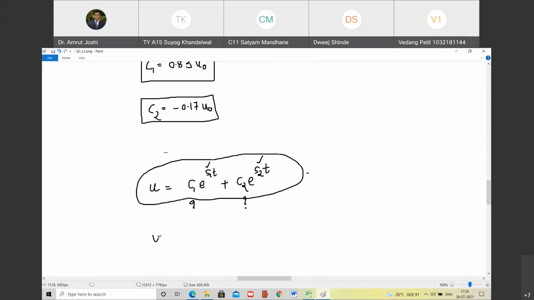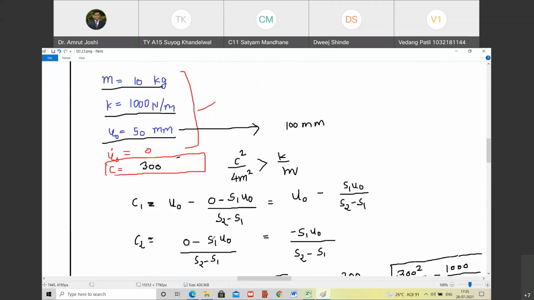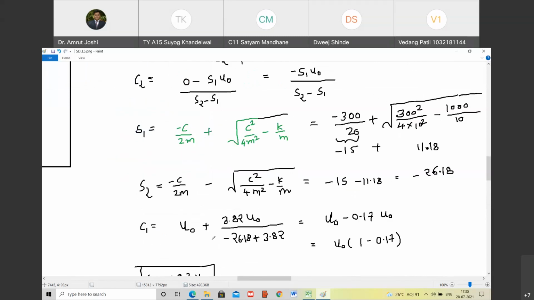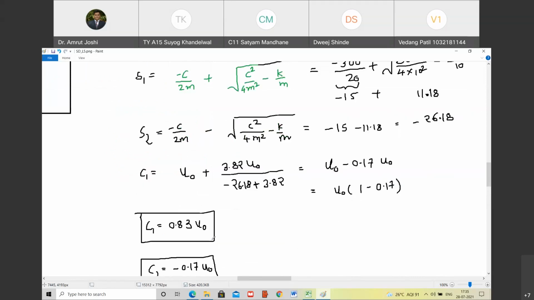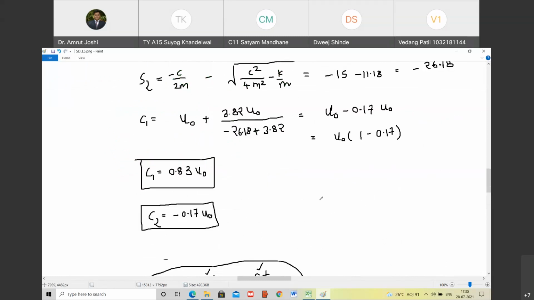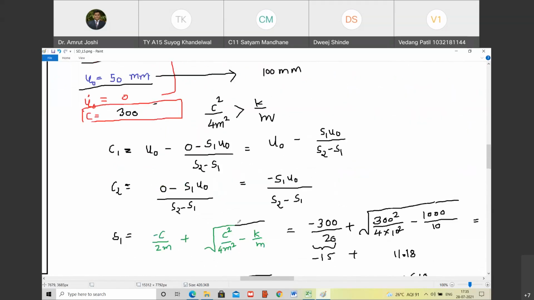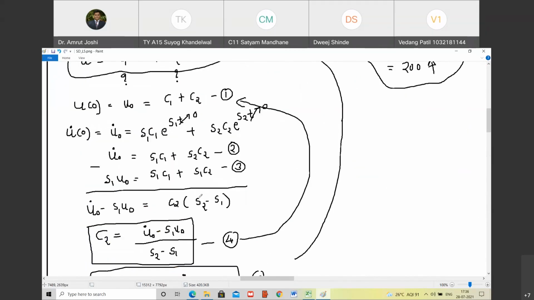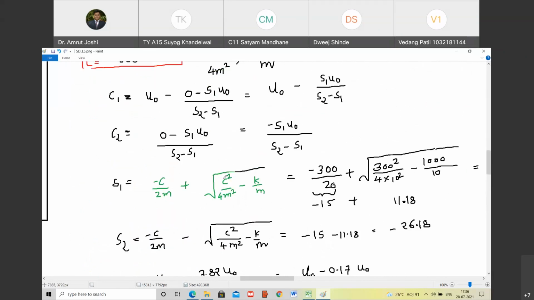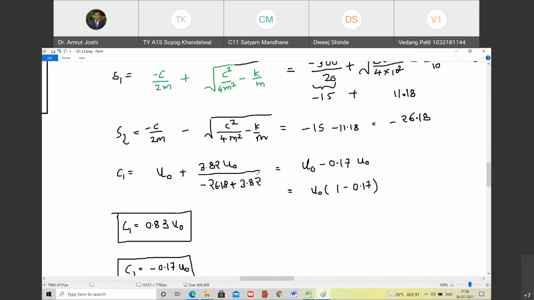Actually, I have a doubt in this solution. Yes, say it. Actually, first we had stated that C1 plus C2 should be equal to U0. But from the values which we have got, C1 plus C2 is not equal to U0 because 0.83 is positive and 0.17 is negative, sir. So I guess we have made a mistake in the sign somewhere. Yes, that's true. What was our equation? C1 plus C2 is equal to U0. Number one equation, C1 plus C2 equal to U0. So see where the mistake is. So I guess C2 should be positive.